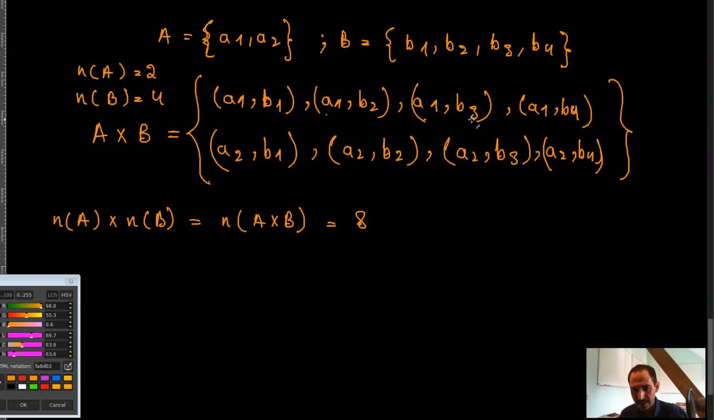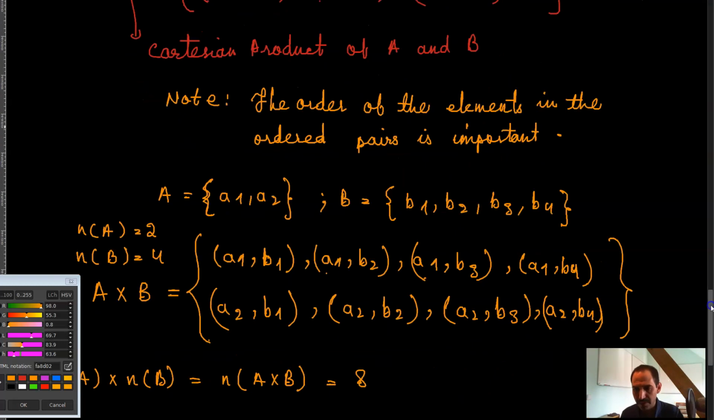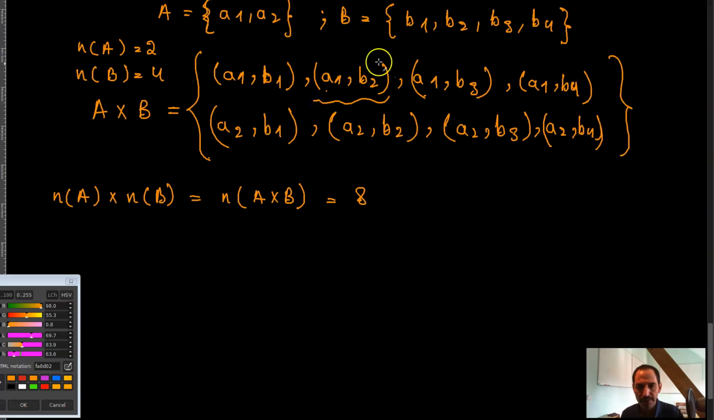These ordered pairs that we have formed this way can represent the position of points in the plane if A and B are subsets of the set of real numbers, for example. If these two sets were subsets of the set of real numbers, then these ordered pairs could be used to represent points in the 2D plane, right?